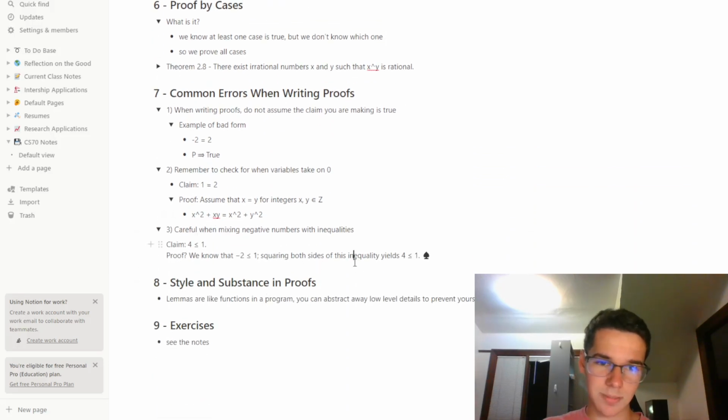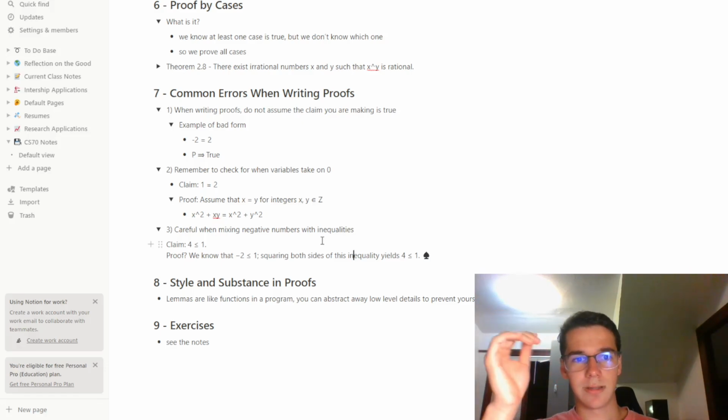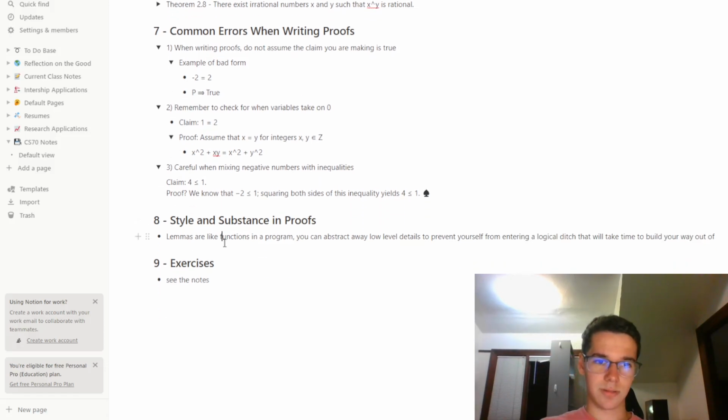And that's just something that you do in programming as well. If you've made a function, if you tested it thoroughly, there's no point in rewriting the same code twice, right? So that about wraps up note 2 for CS70.